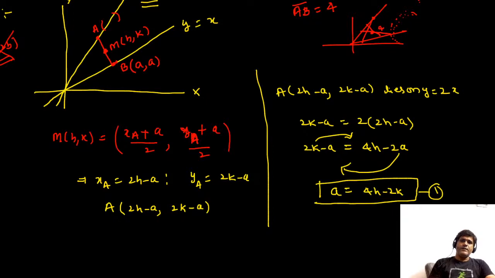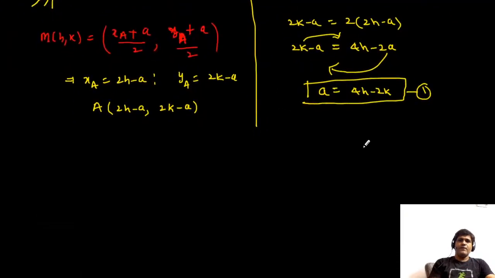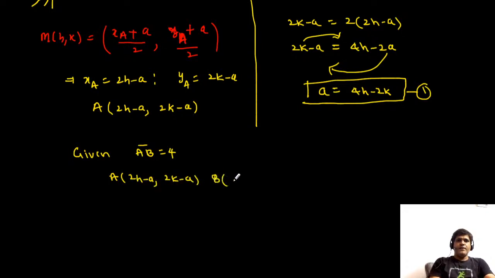And one more condition is given. What is the condition? Length of AB is equal to 4 units. Use that one also. It is given that length AB is 4 units. A's coordinates are 2h minus a, 2k minus a, and B's coordinates are a comma a. So distance between these two points is given as 4.